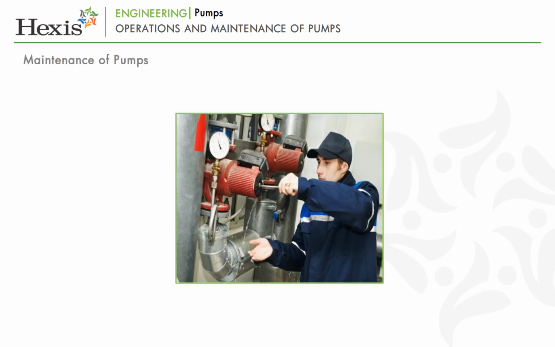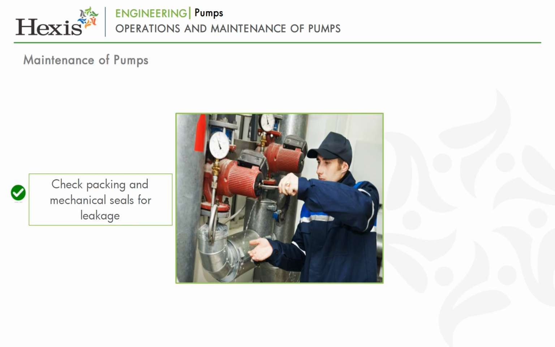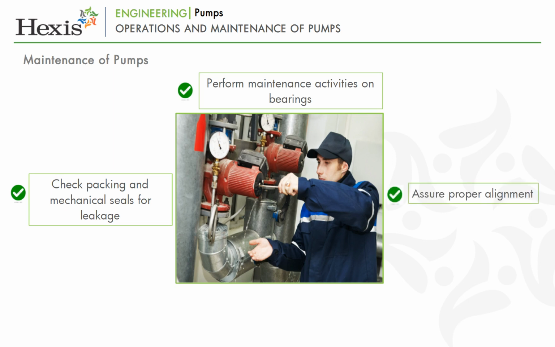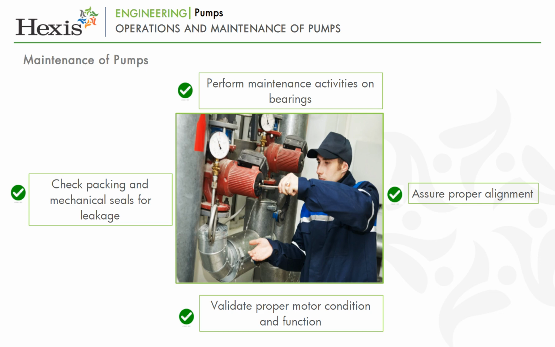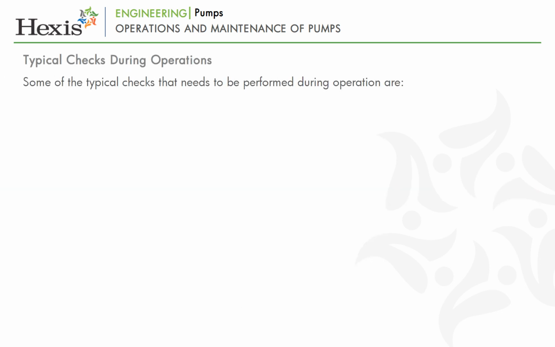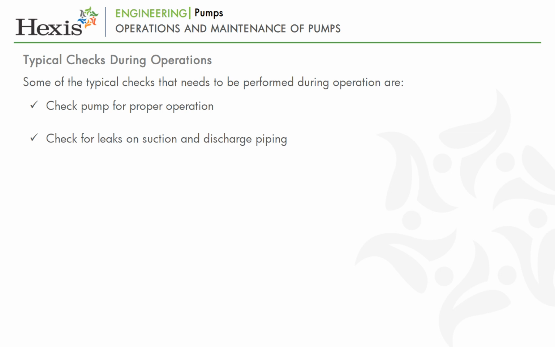Most pump maintenance activities center on checking packing and mechanical seals for leakage, performing maintenance activities on bearings, assuring proper alignment, and validating proper motor condition and function. Some of the typical checks that need to be performed during operation are: check pump for proper operation, check for leaks on suction and discharge piping, check for leaks from mechanical seals, gland packing, etc.